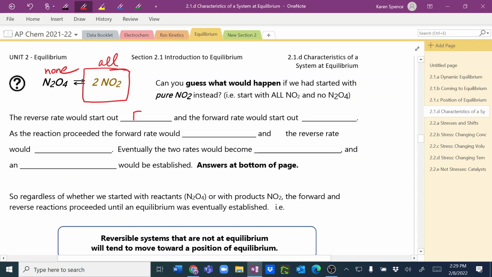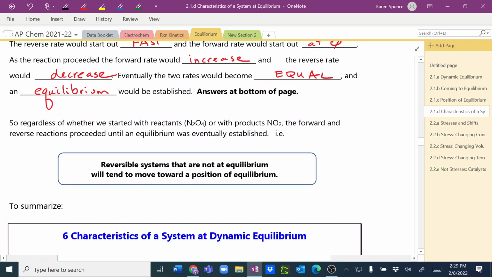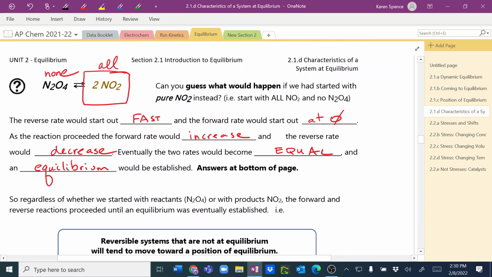It would be fast. And the forward rate would start out at 0. As the reaction proceeds, the forward rate would increase, and the reverse rate would decrease. Eventually, the two rates would become equal, and an equilibrium would be established.